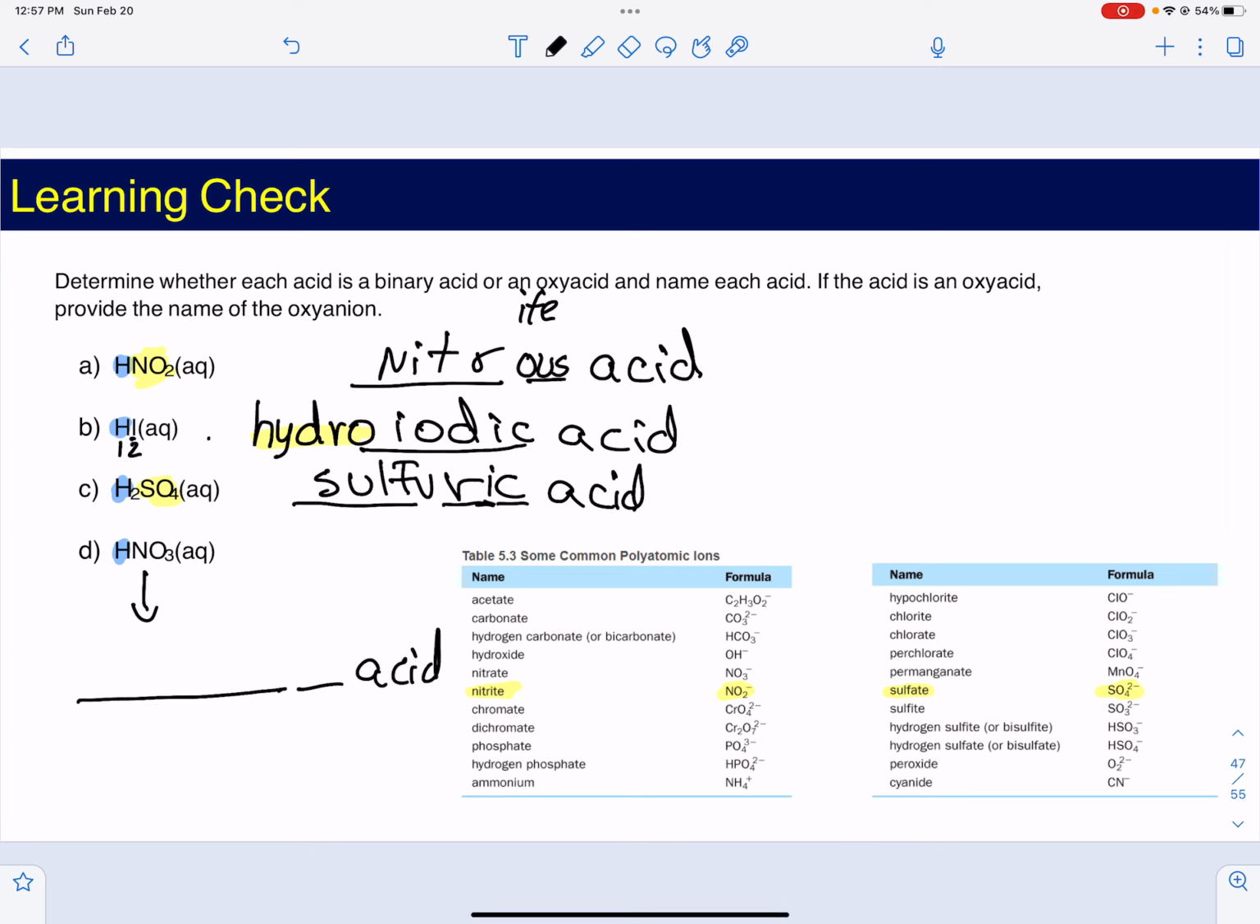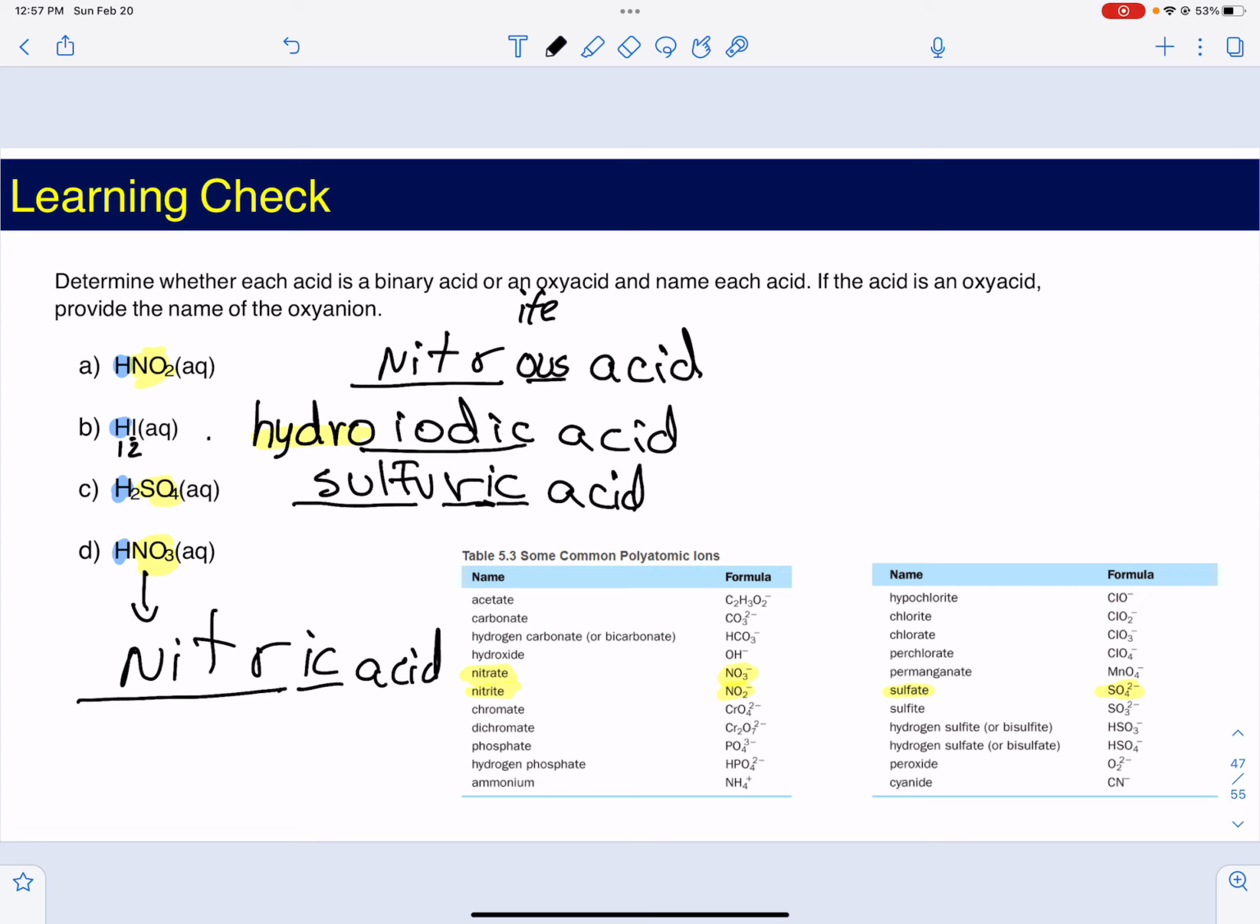And the last one is an acid. And it's also NO3 negative. So NO3 negative is going to be nitrate. So ends on ate. So ic acid. And it's going to be nitric acid.